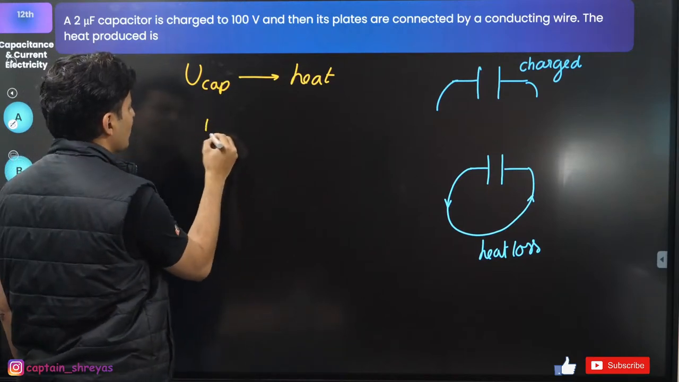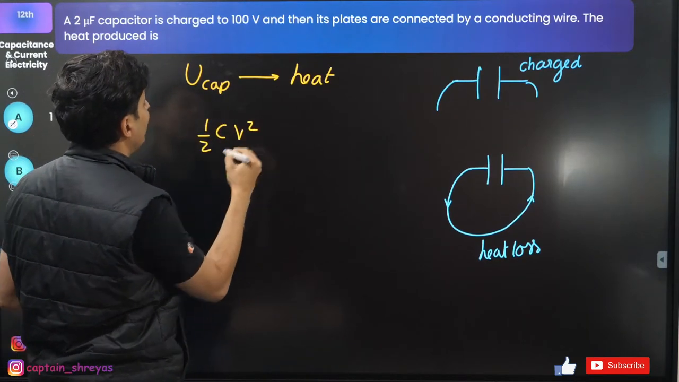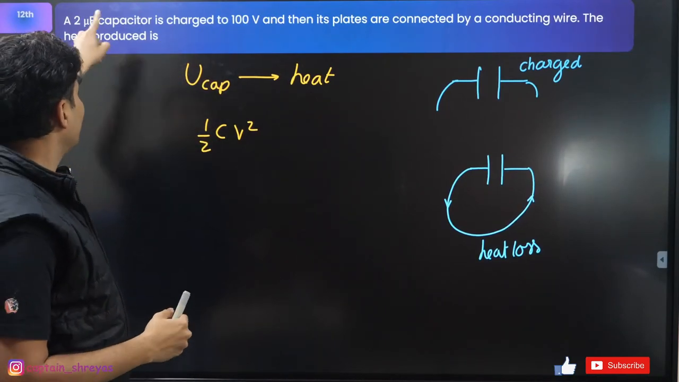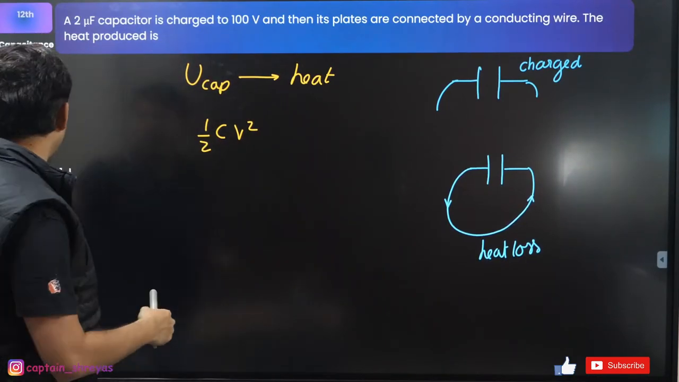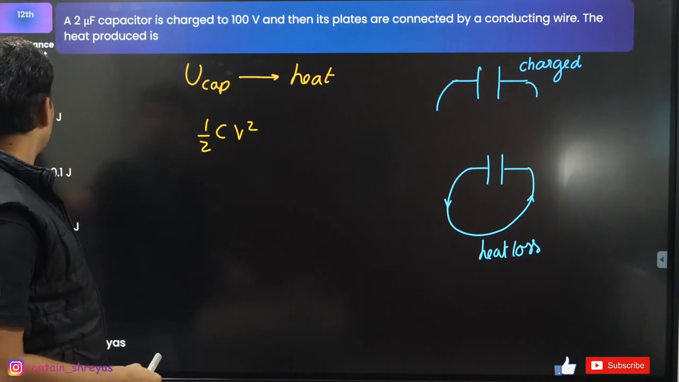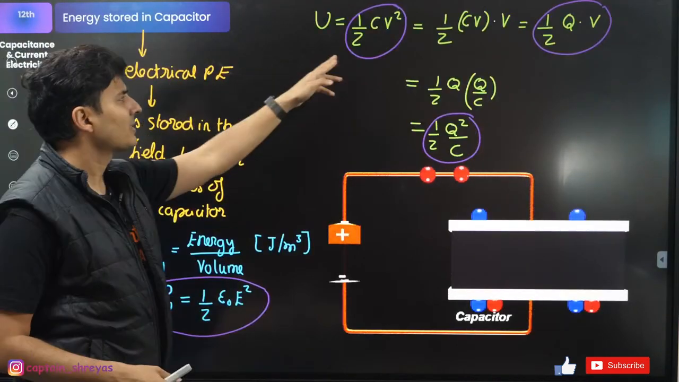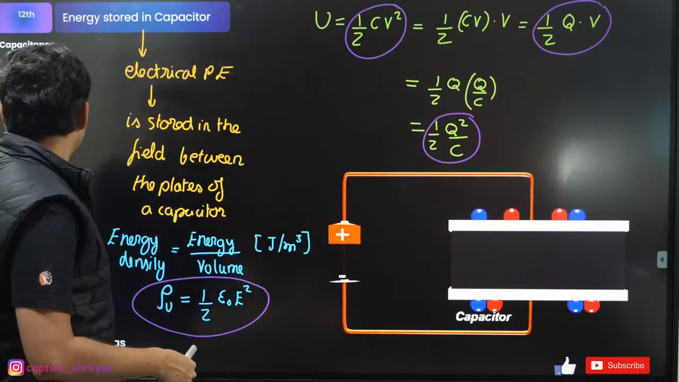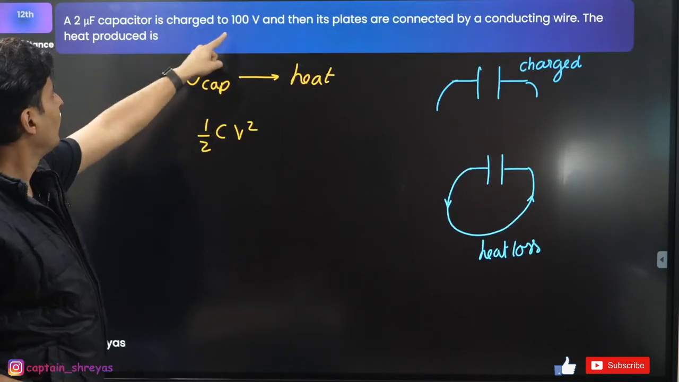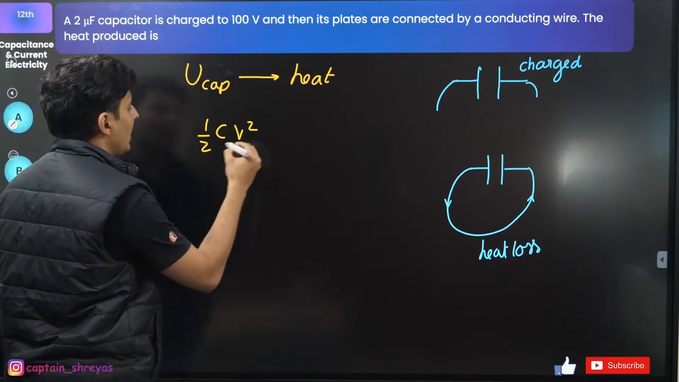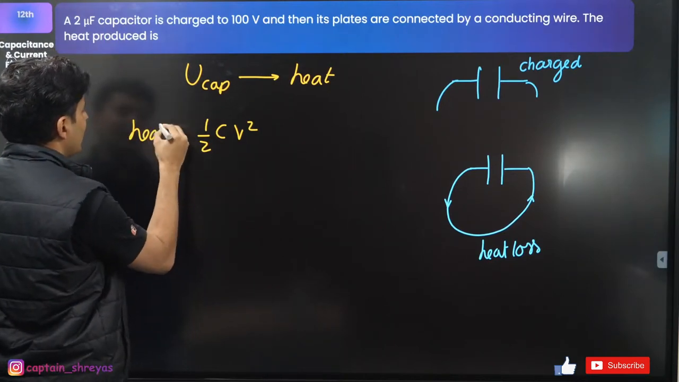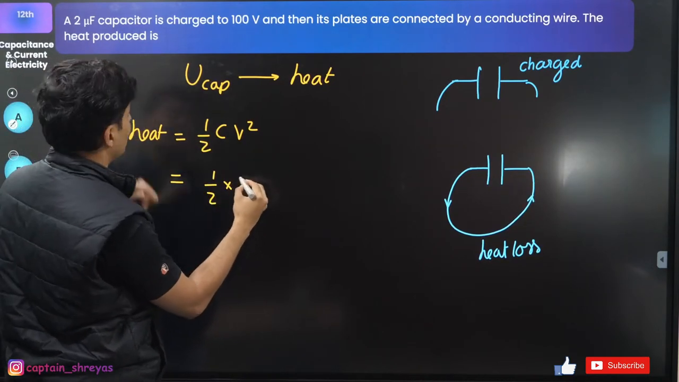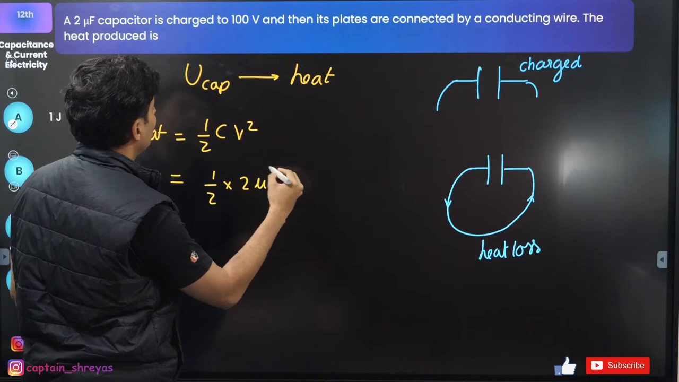So energy stored is half C into V square or Q square by 2C. Because voltage is given and capacitance is given, I'll use this formula, or else I would have used other formulas. Instead of CV square, I could have used this also and that also. But in the given question, it is voltage and capacitance. So therefore, that heat loss will be half capacitance, which is 2 microfarad into voltage.